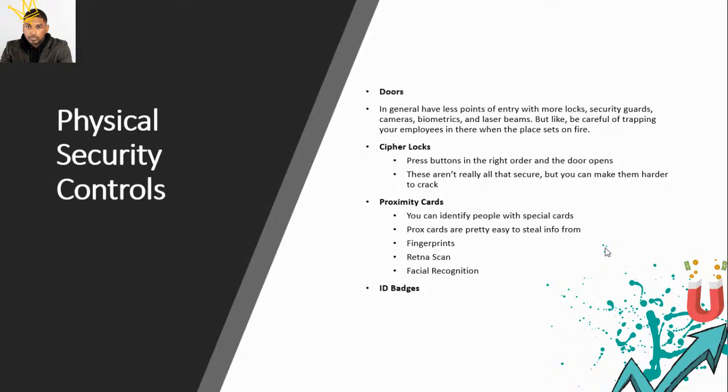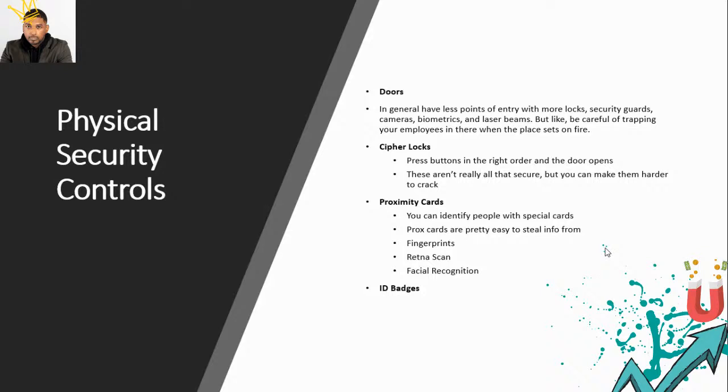Cipher locks: press the buttons in the right order to open the door. They're secure, but they can be cracked or compromised in different ways. Proximity cards: you can identify people with special cards as they get closer. They can be stolen, but just like with anything, you have to have security awareness training so that it ensures people are properly taking care of their identifications and things like that.